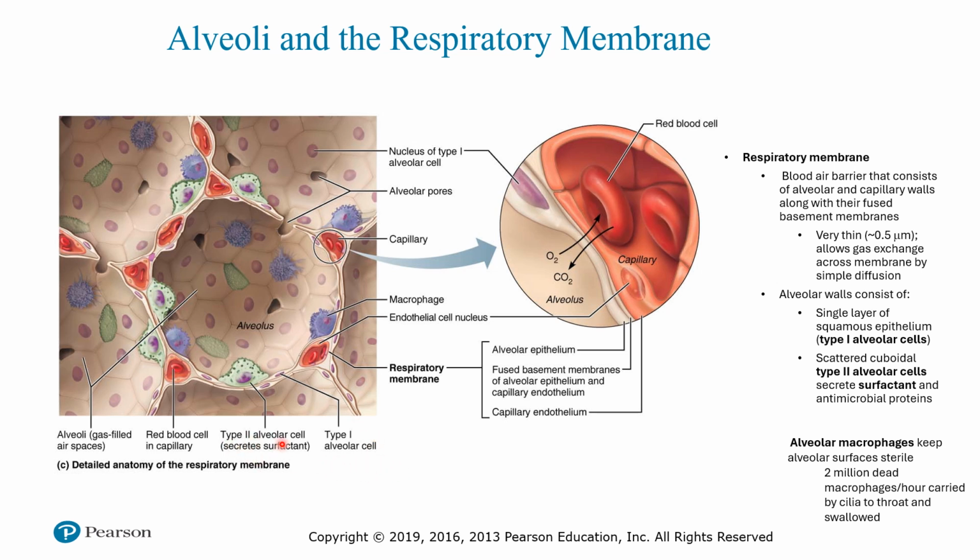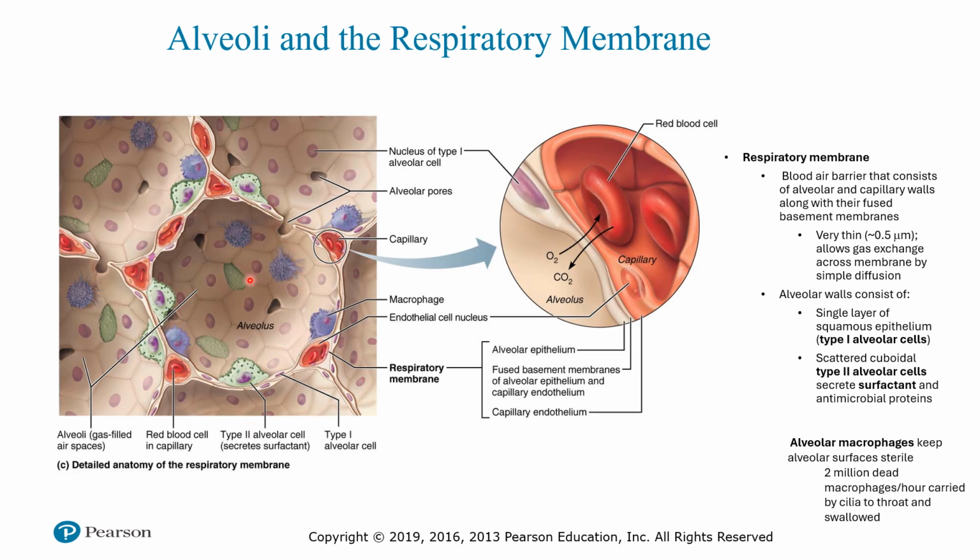Then we have type 2 alveolar cells. These type 2 alveolar cells are kind of cuboidal, and they secrete a substance known as surfactant. What is the significance of surfactant, and why do we need it here? Because this surfactant reduces the surface tension, and it prevents the alveolus from collapsing.